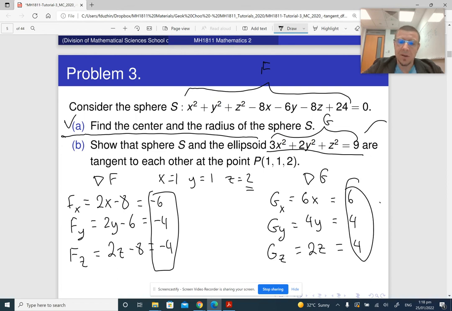And we see that, essentially, nabla g is obtained from nabla f by multiplying with a constant. So it is minus 1 times nabla f. Which means that they are parallel, and therefore they do have a common tangent plane.